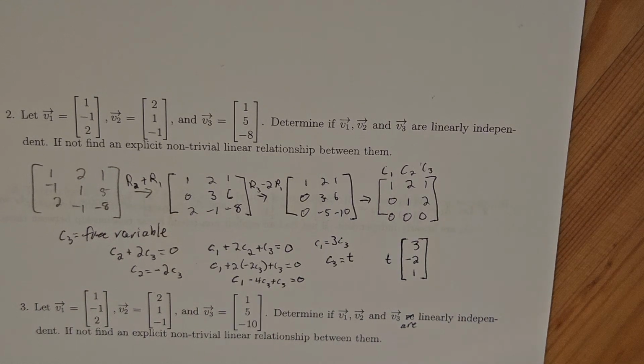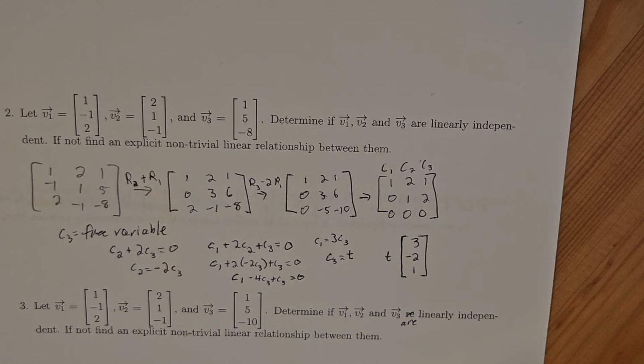And if we have 3 pivots, then it's linearly independent and we're done. If it doesn't have 3 pivots, then let's see if we can come up with our linear dependence, right? Let's come up with our linear combination of writing 1 of them in terms of the other 2. All right, well, I've already done the row reduction here.